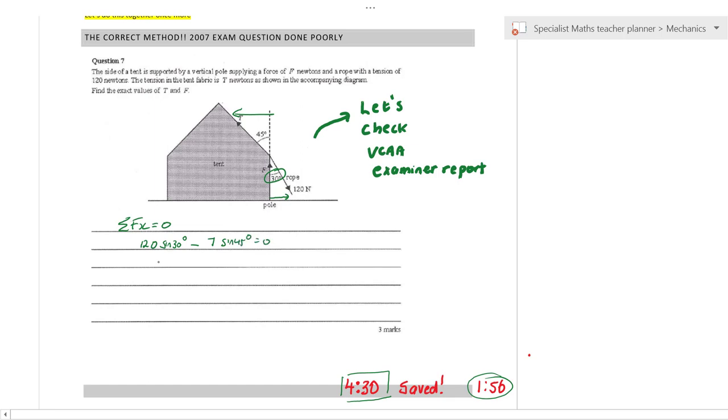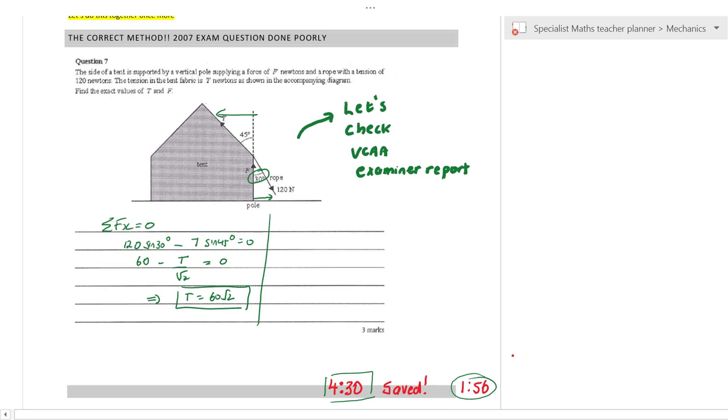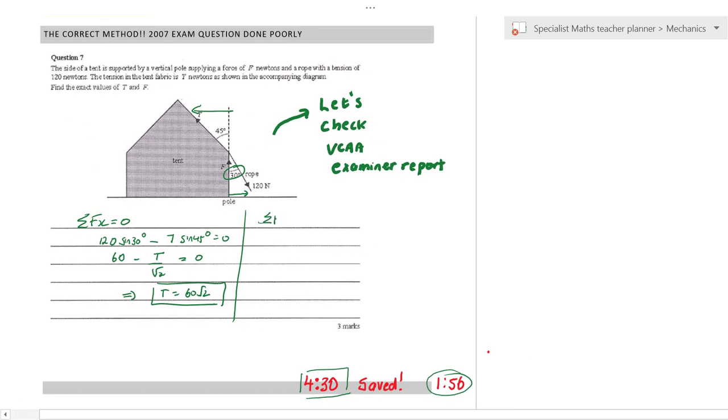Okay, 120 sine of 30 is 120 times a half, which is 60, minus T over root 2 is equal to 0, which implies that T is equal to 60 root 2. Done. We've just found T. Now, the harder part, though, is when I'm doing the net force in the y direction. That's equal to 0.